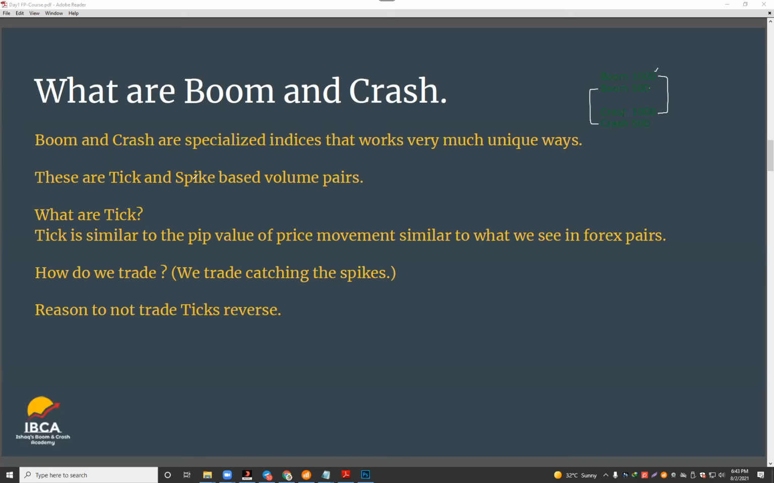Okay, here is the structure of Boom and Crash on the chart. You will find the candles on Boom moving down. Each 1 minute candle will move down in a similar way, all the same size. After some time, when so many candles have moved down, or sometimes very few, you will get one spike. The spike is bigger than these 1 minute candles, and this spike is also 1 minute. So the structure of Boom and Crash is based on the tick and spike.